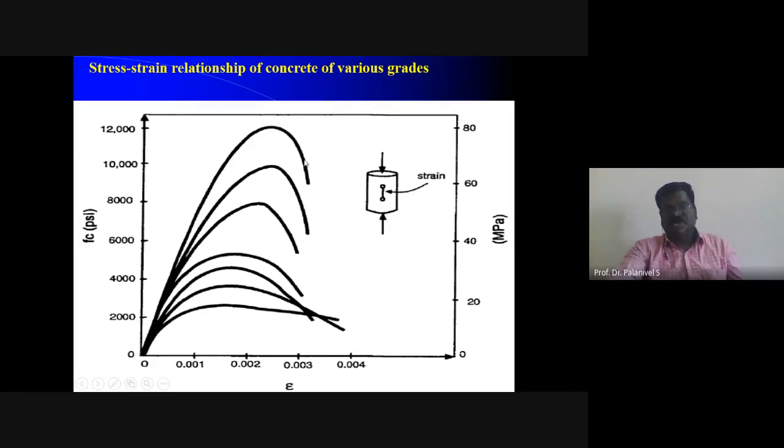the descending portion immediately falls down. It's not showing appreciable inelastic strain here. At least here some inelastic strain is there up to 0.035. For this, the failure strain is even 0.003. So higher the grade, more brittle. Higher the grade of concrete, more brittle will be the concrete. That's what I want to say. Keep it in mind.